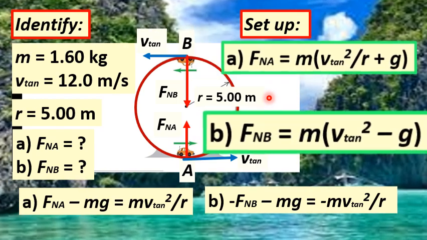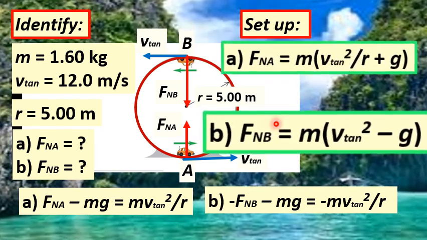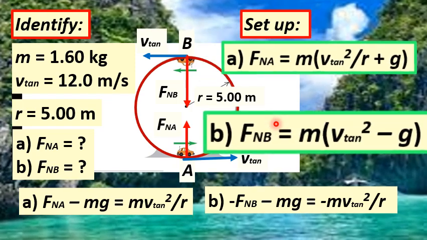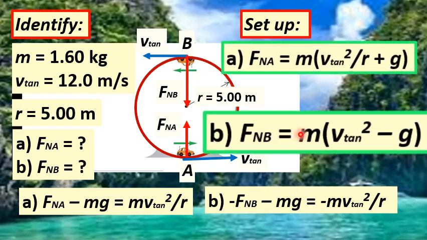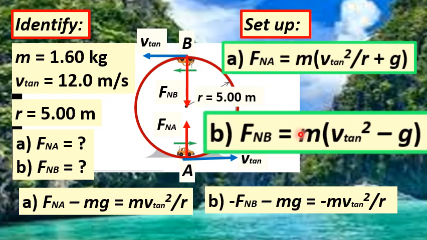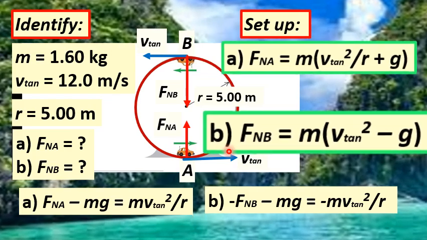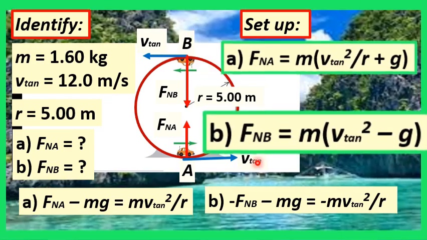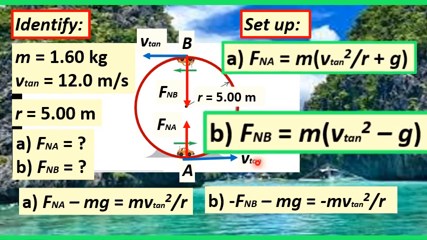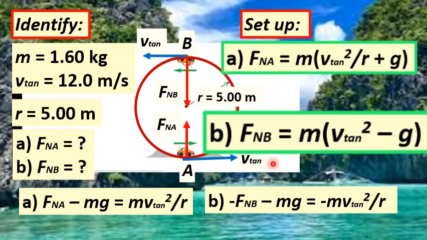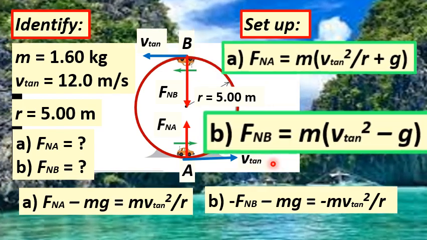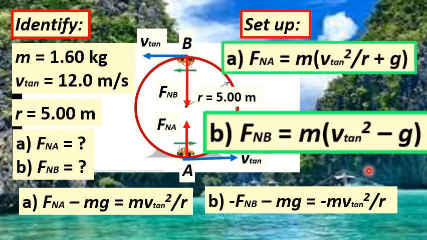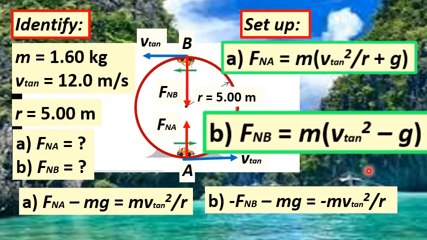So, based on these two equations, we can actually predict that the normal force at point A will have a greater magnitude compared to the normal force at point B. Can you guess why it is so?